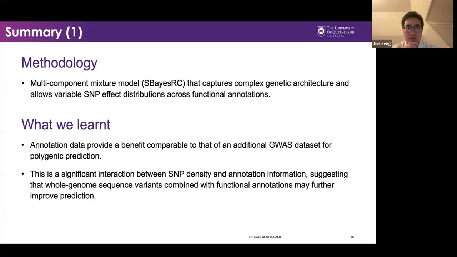In summary, in terms of methodology, we developed the method using a multi-component mixture distribution and incorporated the functional annotations to allow the annotation to affect the probability of the SNPs belonging to each of the component distributions. We found that the annotation data provide a comparable benefit to additional GWAS datasets for improving prediction. And the significant interaction between SNP density and annotation information suggests the potential benefits of using whole genome sequencing data with annotations.